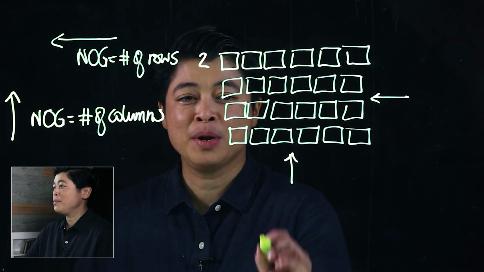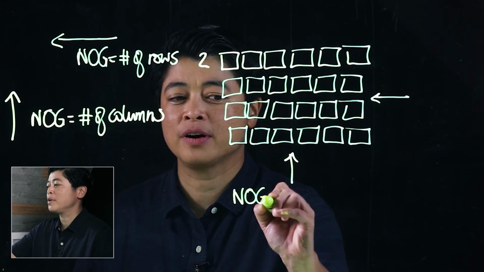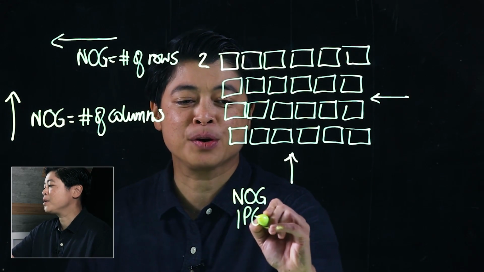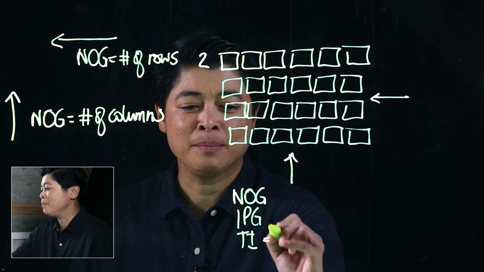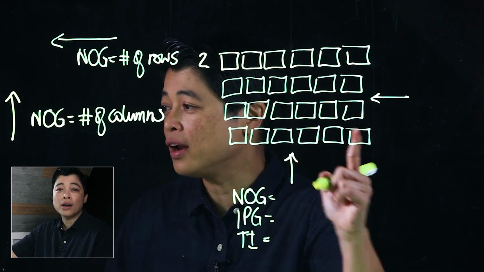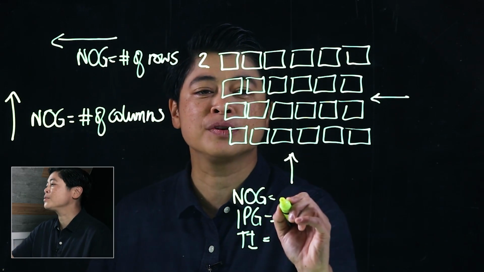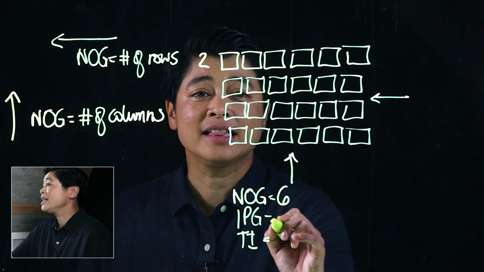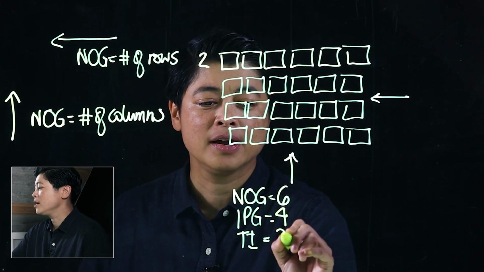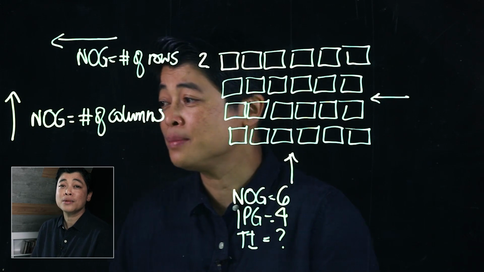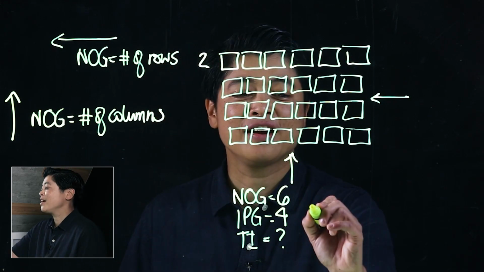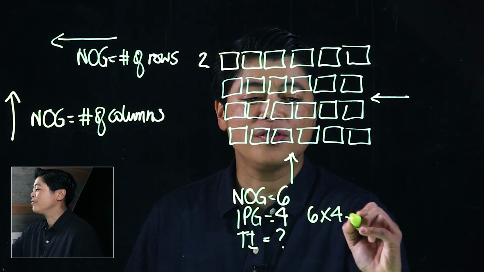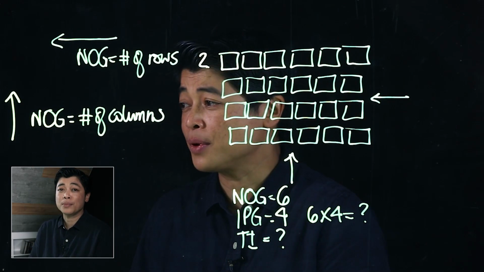In this problem, we need to identify the number of groups, items per group, and total items on the column items. So the number of groups would be 6 because there are 6 columns. The items per group will be 4 and the total items will be the question mark. So therefore, 6 times 4 equals question mark.